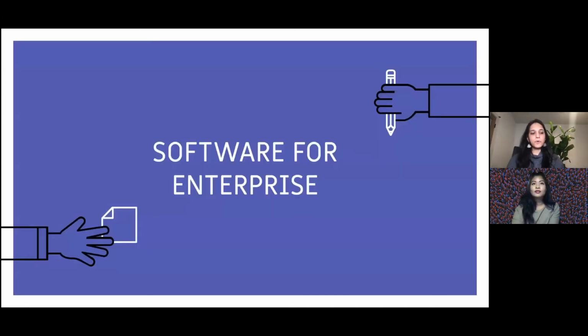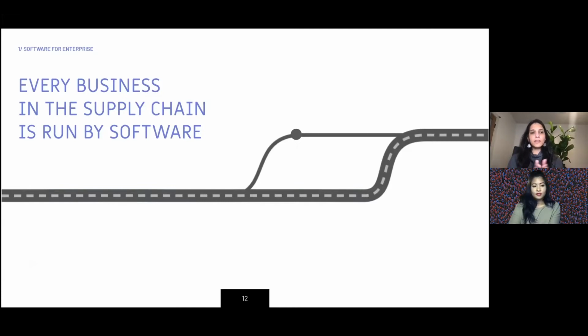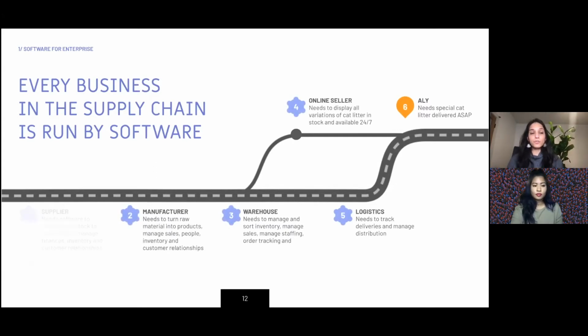So what is software for enterprise? When we speak about enterprise, let's take an example of how businesses in the supply chain run software. Everybody uses websites and applications to order something online. So just to give you a little bit of context of what happens after you place your order online. After you place your order, there is an online seller who gets the requirement saying that an e-commerce order was placed. When that seller receives that order, that system is connected to the warehouse where the item is actually stored.